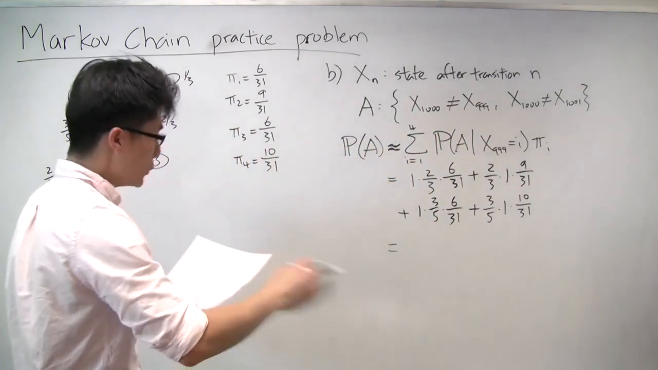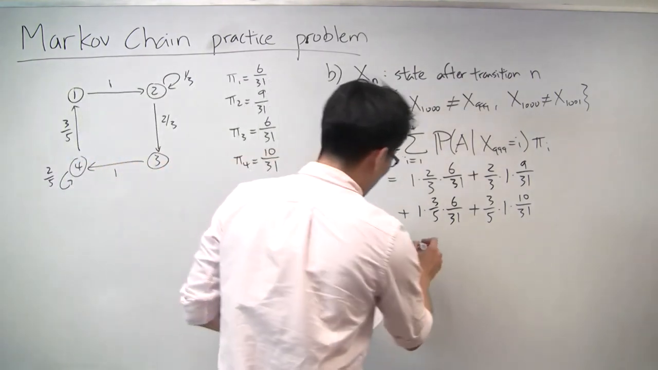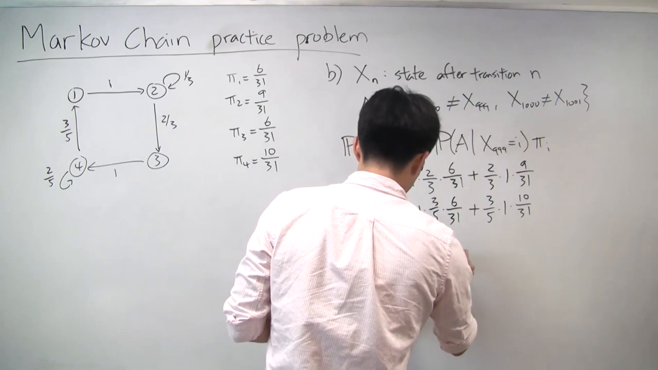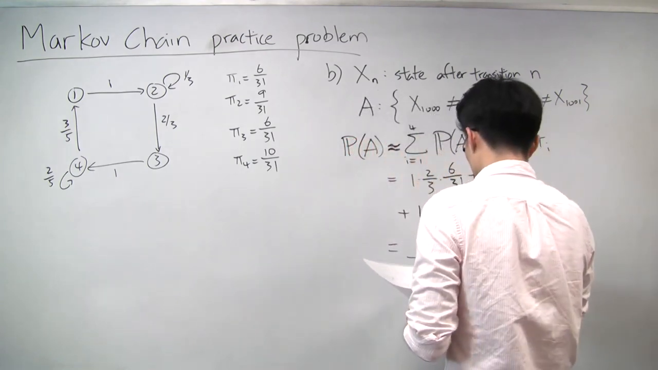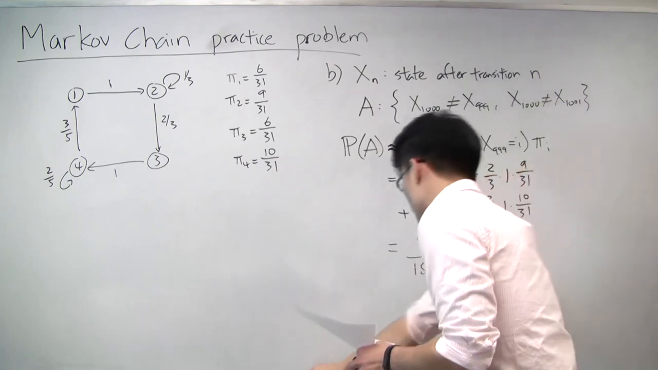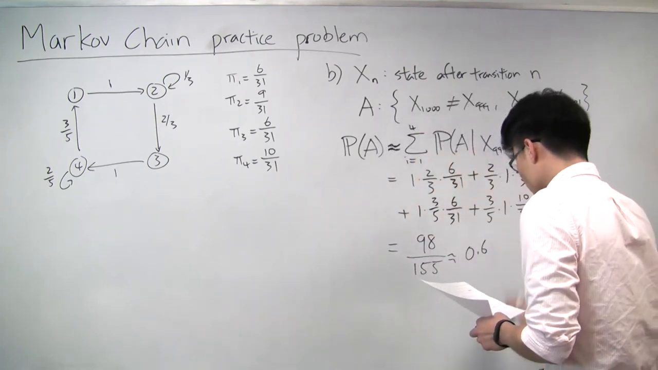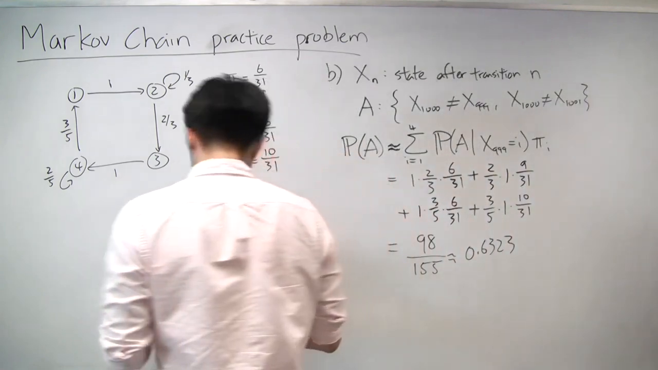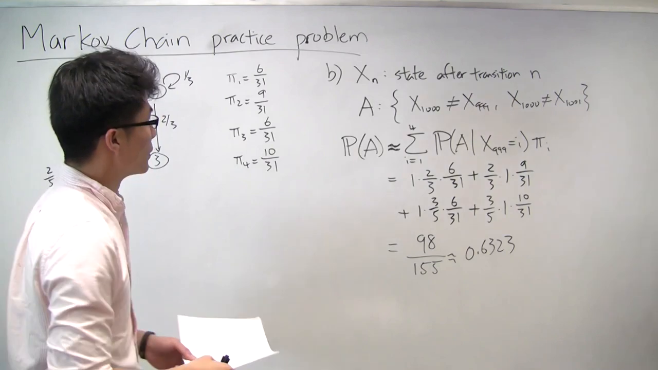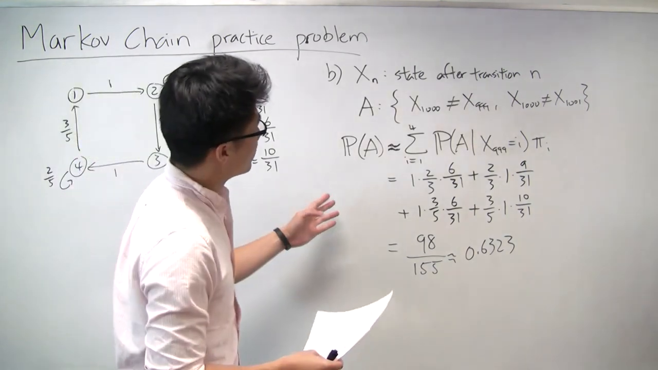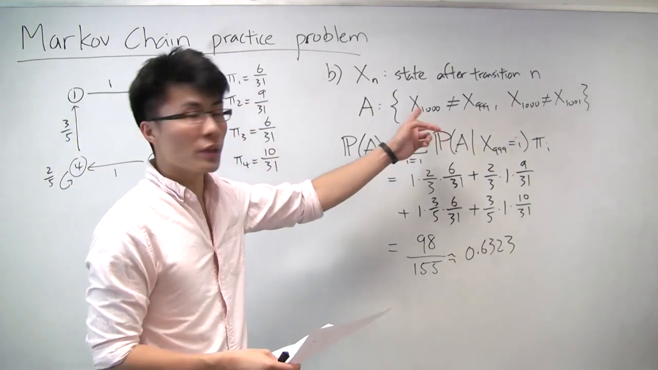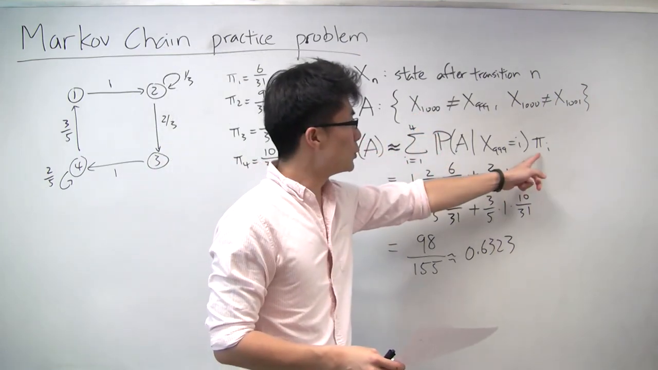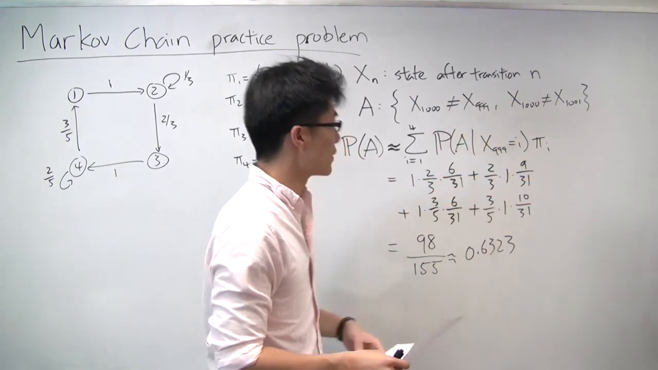All right. Now you do some more math, and you get that the final answer is 98/155, which is approximately 0.6323. Okay, and that's the final answer. Because we're dealing with a large transition number, we can simplify our lives and use the steady state probabilities as a good approximation.